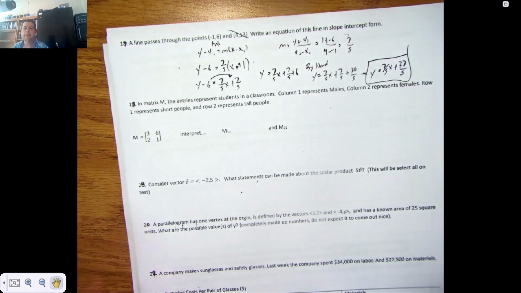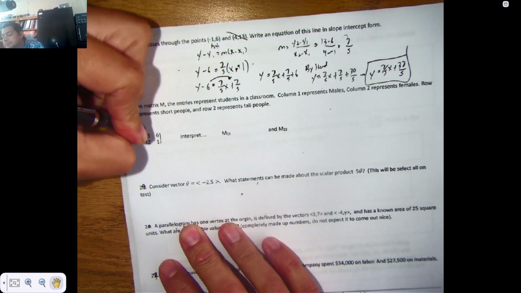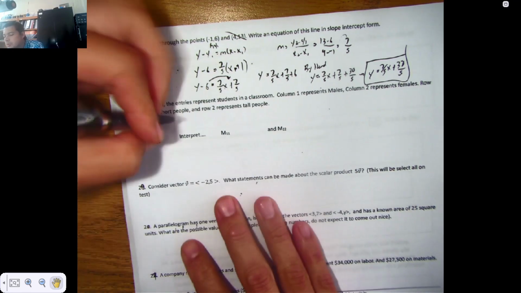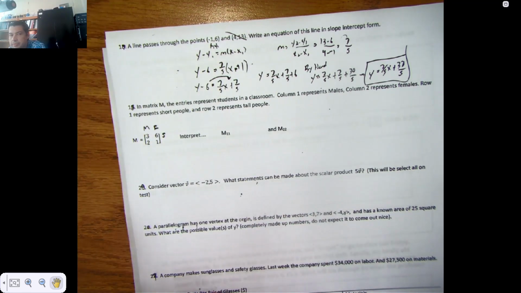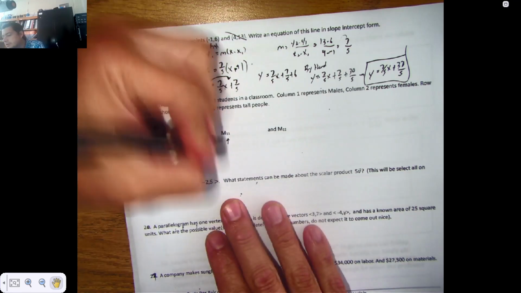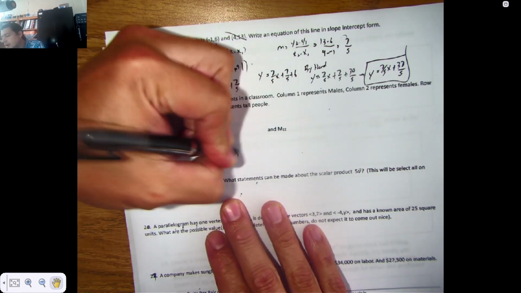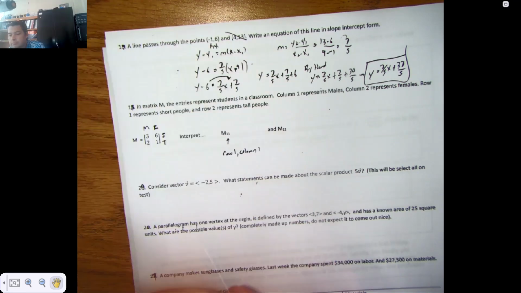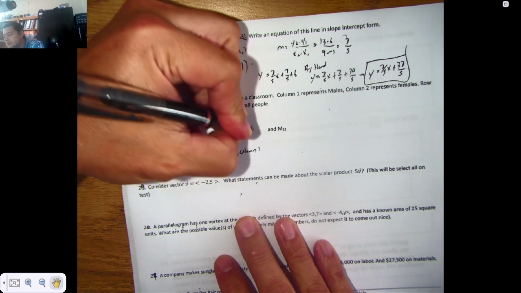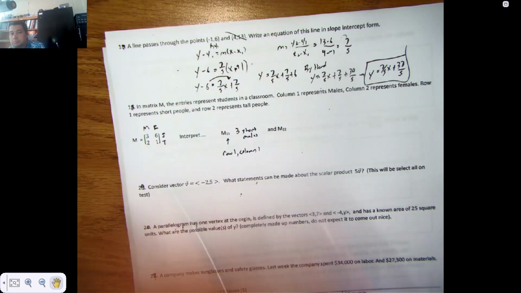In matrix M, the entries represent students in a classroom. Column 1 represents males, column 2 represents females. There is no third column. Row 1 represents short people. Row 2 represents tall people. And you are asked to interpret the following things. M subscript 11, that is row 1, column 1. Row 1, column 1 tells me that there are 3 short males. Because that's what it is.